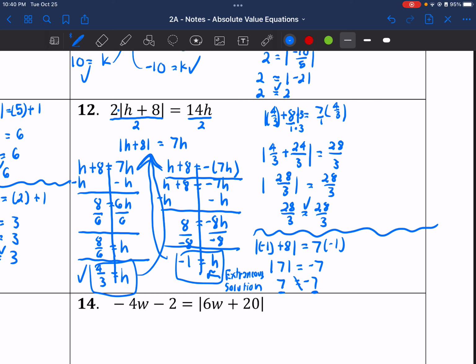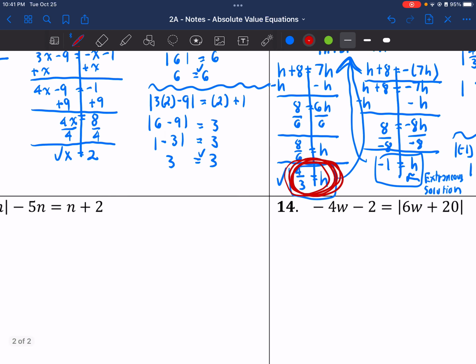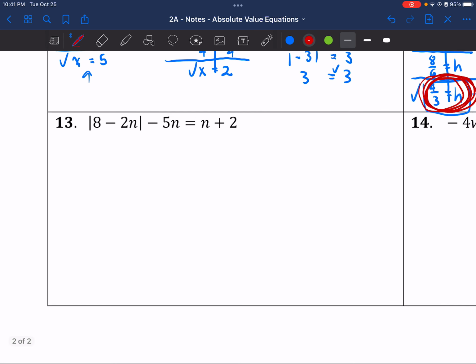So that means we are only going to have one solution, and that one solution is h is equal to 4 over 3. Now, last two. These two are a little bit long, so bear with me. You all can do it.